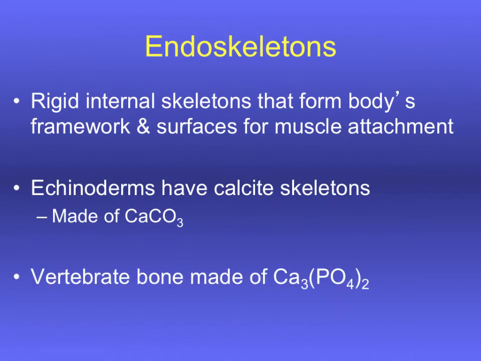If we look at vertebrate bones, fishes, amphibians, reptiles, birds, and mammals, then we're dealing primarily with calcium phosphate. So that's what we have as humans. We have calcium phosphate in our bones.